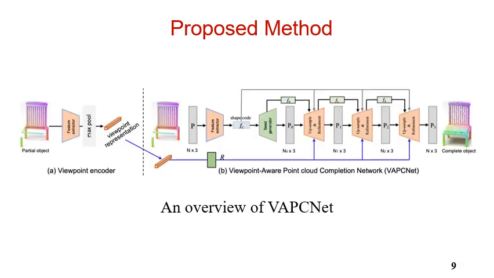This is an overview of the proposed VAPCNet. For the viewpoint encoder, we pre-train it using contrastive learning. After getting the viewpoint representations, next, I will introduce how to effectively use them. We use the seed generator to predict the coarse complete point cloud, and then we hierarchically feed the viewpoint representation to the designed upsample and refinement module to achieve point cloud upsampling.